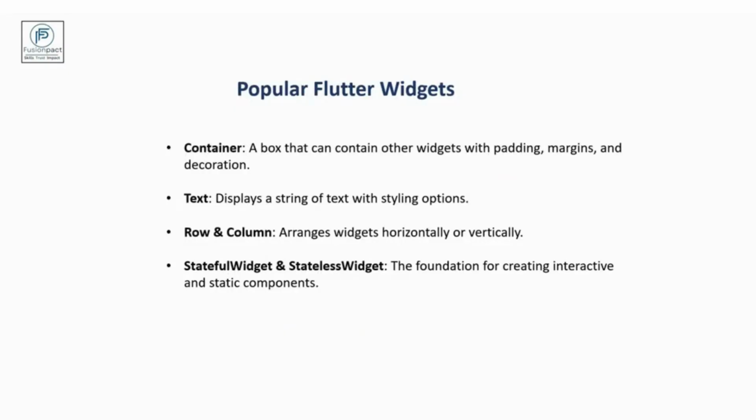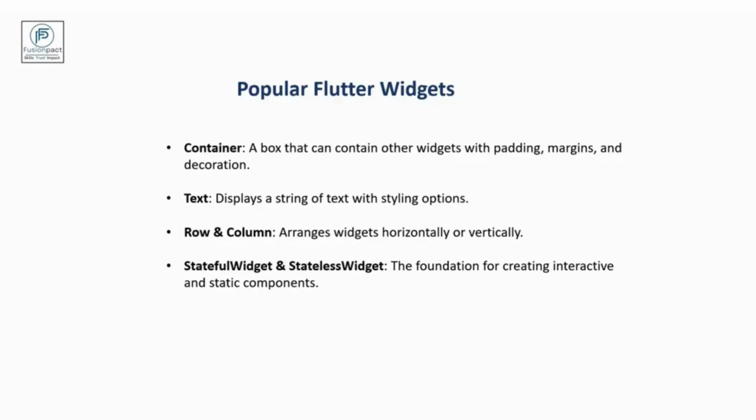So the popular Flutter widgets are container, text, row and column, and stateful and stateless widgets. Basically, a container, if I want to use it, provides a separate div-like structure, and we can add padding and margins to it, and height and width for that container, by using that widget.